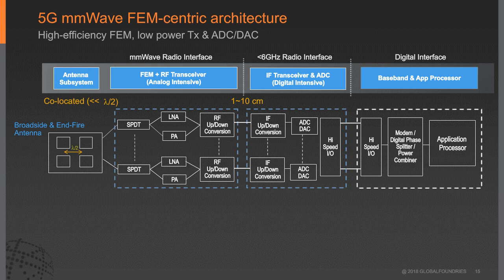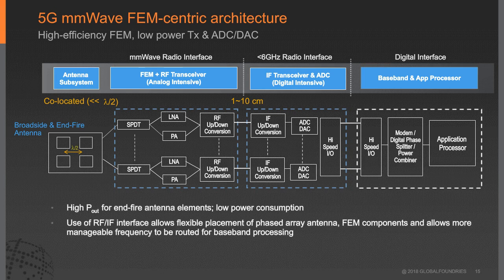The benefit of this approach, this is the IF-centric architecture. So the benefit of this architecture is you have a use of RF-IF interface allowing for flexible placement of phased array antennas, FEM components, and allows more manageable frequency to be routed for baseband processing.